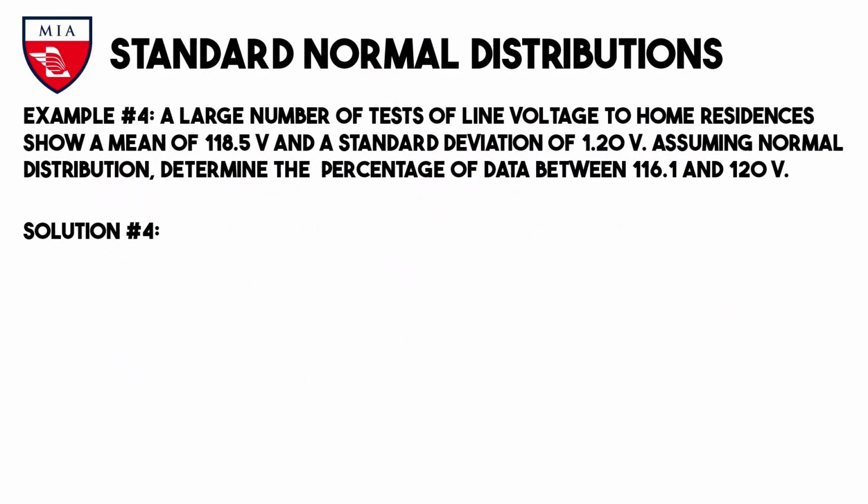Example number 4. A large number of tests of line voltage to home residences show a mean of 118.5 volts and a standard deviation of 1.20 volts. Assuming normal distribution, find the percentage of data between 116.1 and 120 volts.